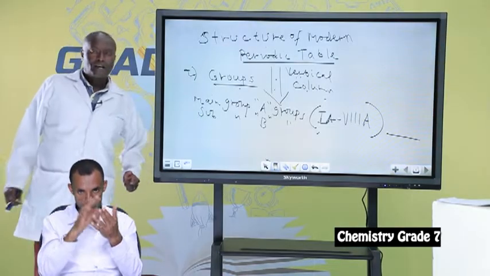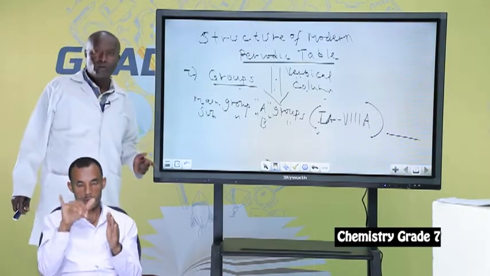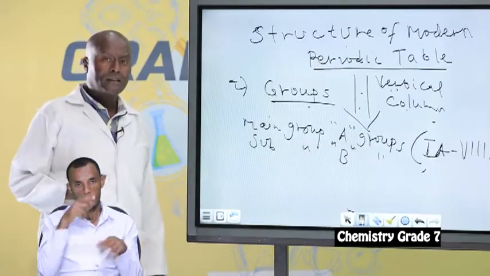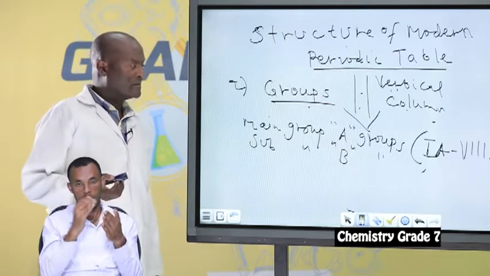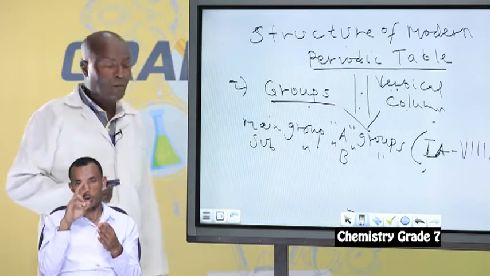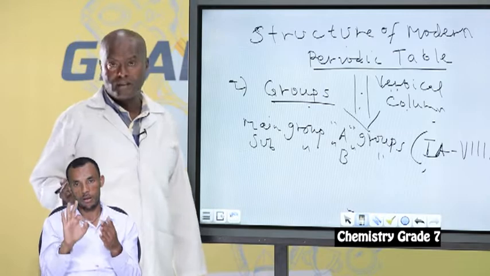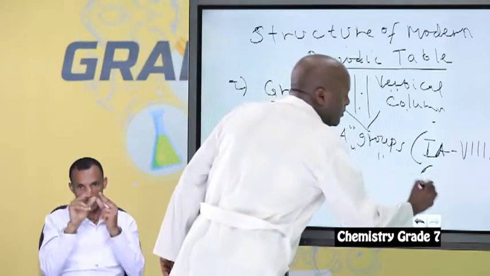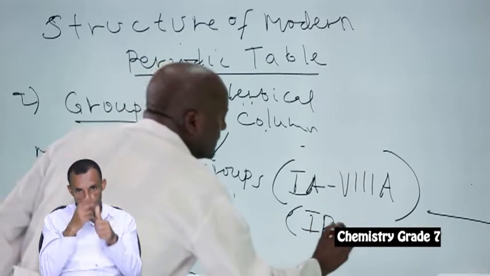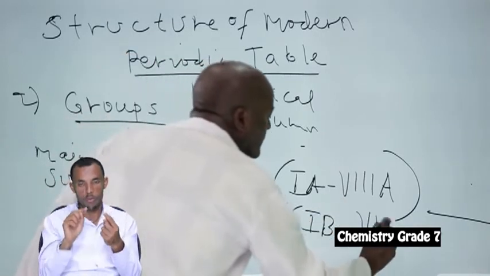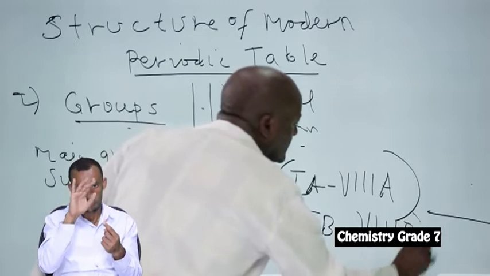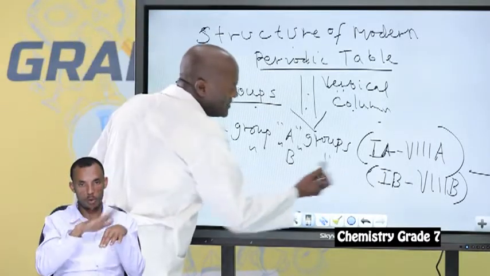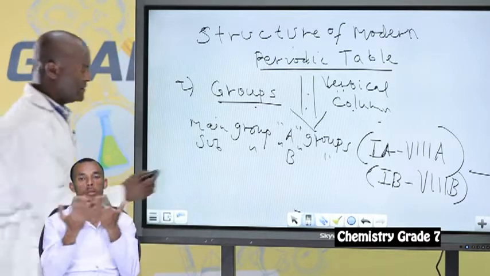Group numbers are represented by Roman numerals. I told you period numbers are represented by Arabic numbers, but group numbers are represented by Roman numerals. The B groups run from 1B up to 8B. They are called transition elements.